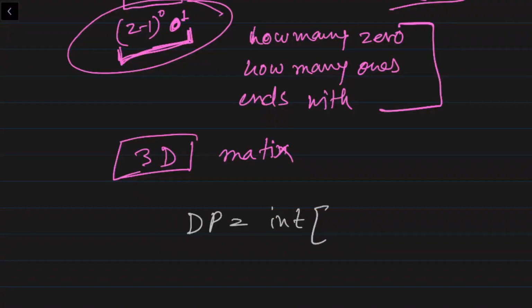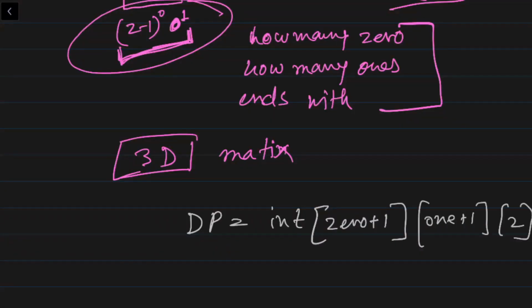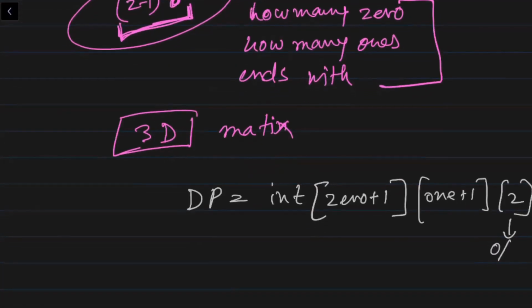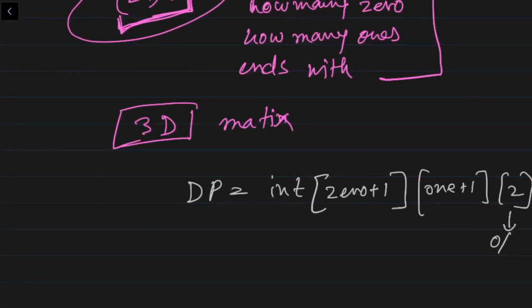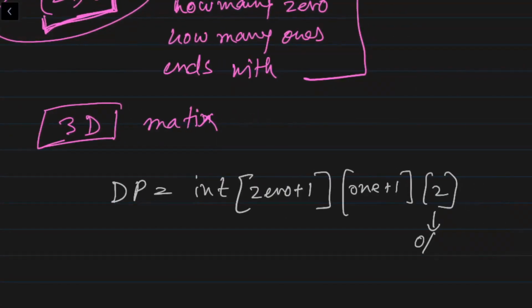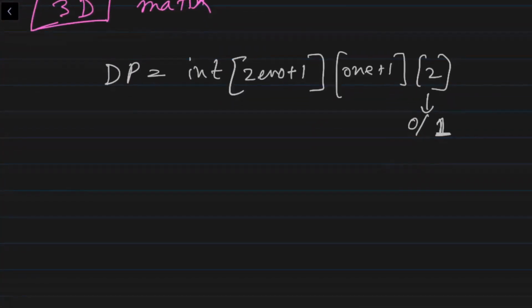So the first dimension size is going to be 0 plus 1, then we have 1 plus 1, then we have 2. This 2 will indicate whether we are ending the substring with 0 or 1.